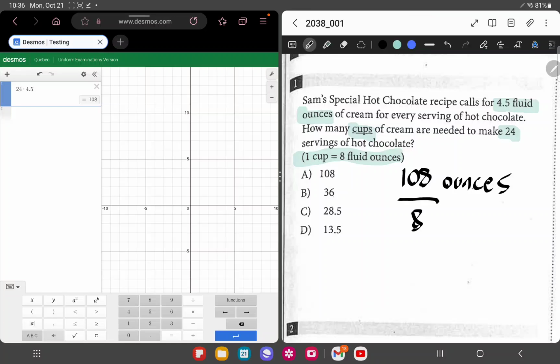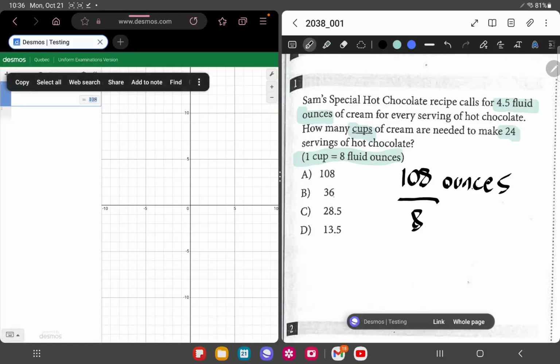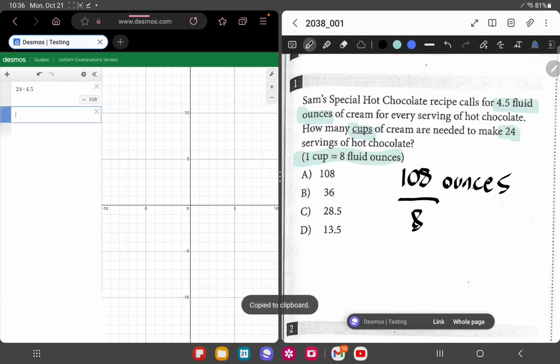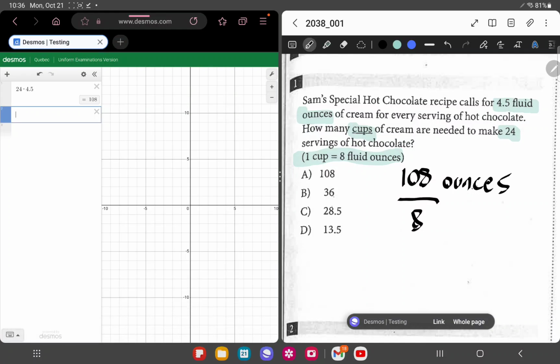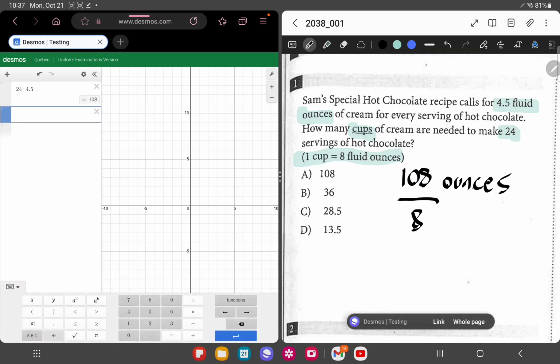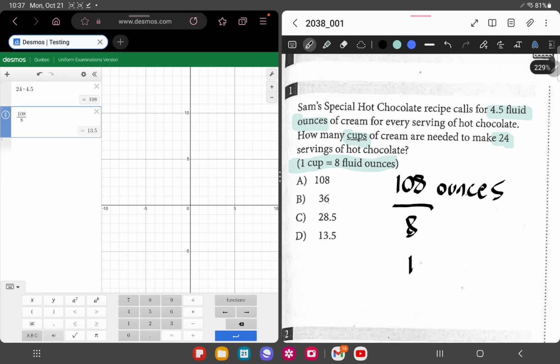Now over here on Desmos, you can hold the number, copy it, and double tap on the bottom, because you're most likely going to be using your Chromebook. Now you would do Control C, which I don't have a keyboard for on my tablet right now, but you would copy 108, and then divide it by 8, which in this case is 13.5. I need to go and find my keyword, but for the time being, that's going to be my answer for this one. So it's pretty straightforward.